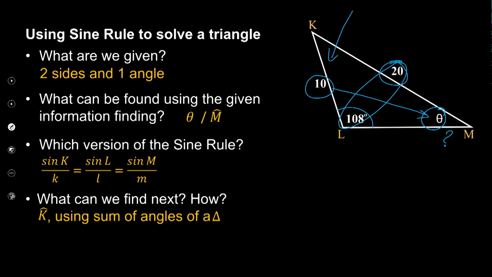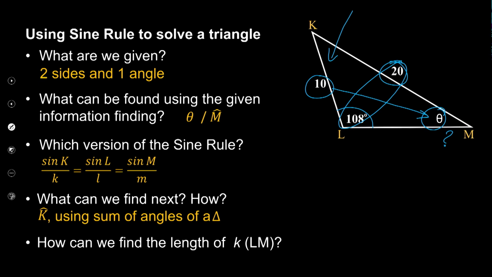And finally, the last thing we can solve once we have K, we can find the side across from K, and the side across from K is LM, and that's the last thing we'll do in our solving of this triangle. So let's start at the first step, and the first step we're going to do is find theta. Let's get to a clean slide.